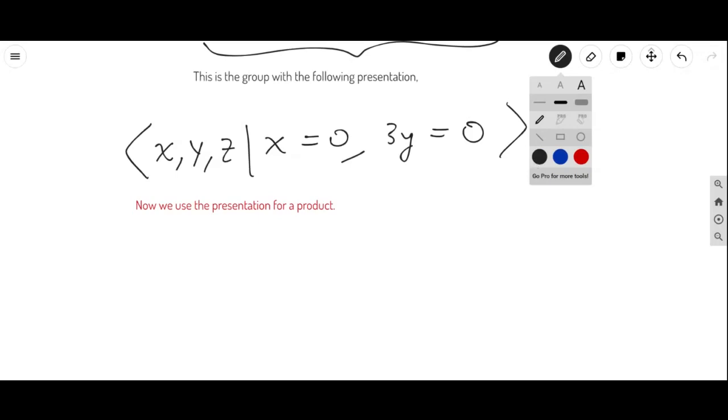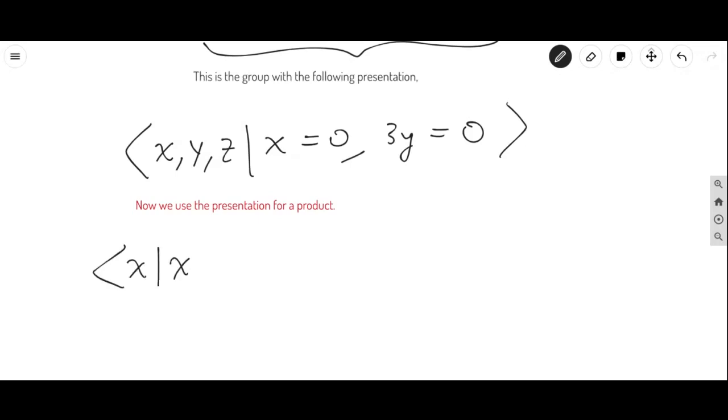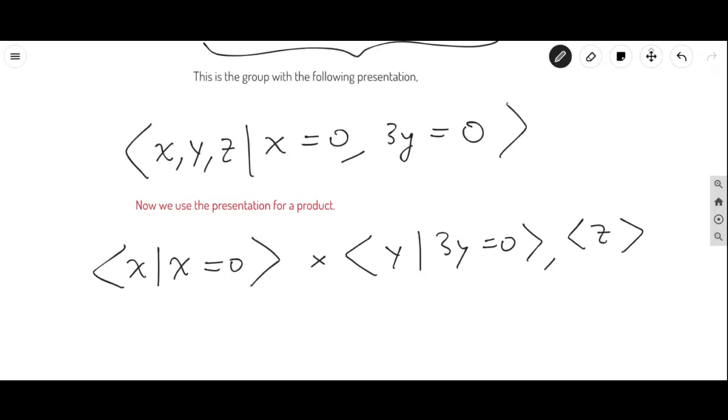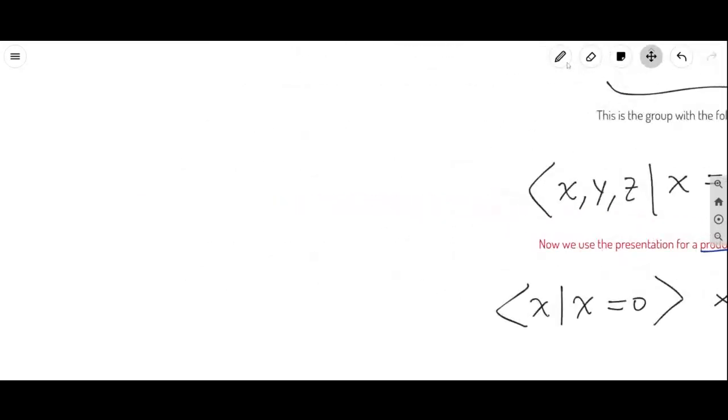So as a presentation for the product, this would be X is equal to 0. I'm going to split each of these separately. X, where X is 0. This is Y, where 3Y is 0. And this is Z with no relation at all. So you split it like this. Generally, when you talk about the presentation for a product, you have to introduce commutative relations between the generators. So, for example, let me just do it very quickly for you.